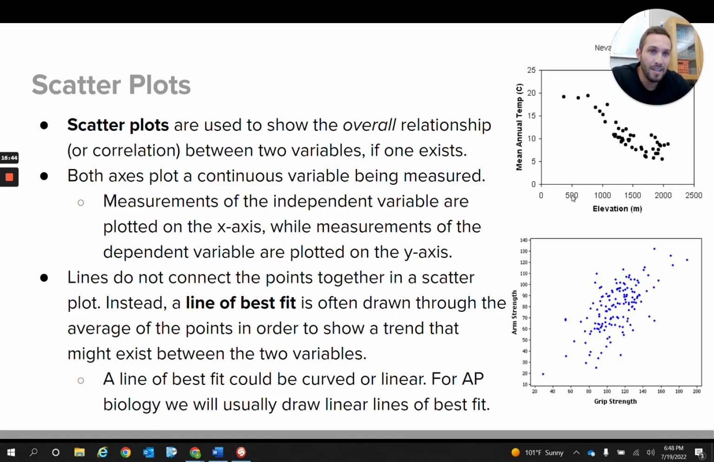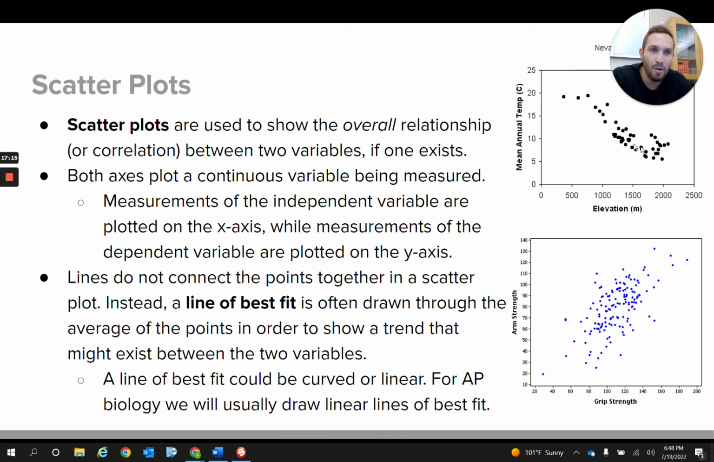And so they found all these places. They took their elevation, what elevation is it? And then they found their average temperature, and they made a plot, a little dot here, a data point. And they did that for all these different places in Nevada. What's the elevation? What's the average temperature? And they plot it all to see if there's an overall trend. Same thing here. They're looking at your grip strength and your arm strength. So they're measuring all these different people, their grip strength, their arm strength. They're making a data point for that person. Another person's grip strength and arm strength, they make a data point for that person. And they have all this data displayed on a graph to see if there's an overall trend.